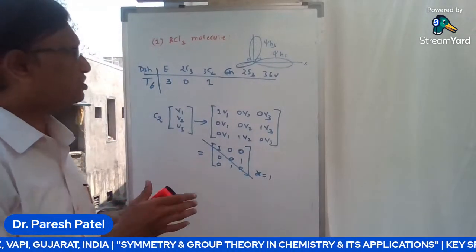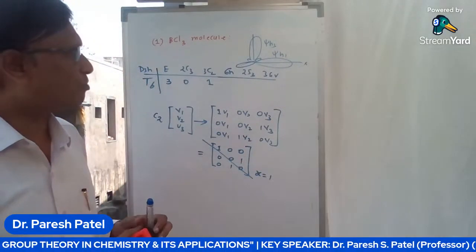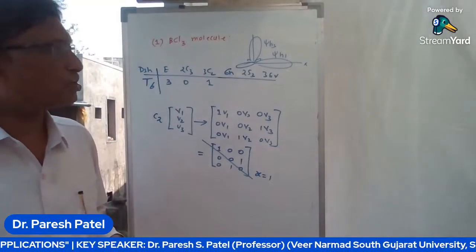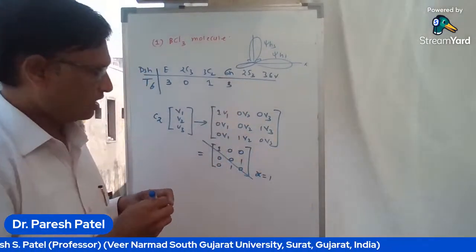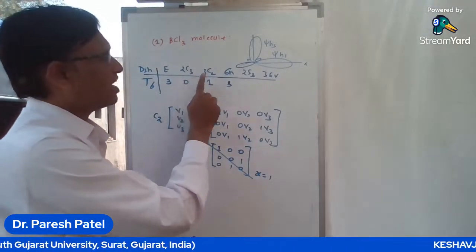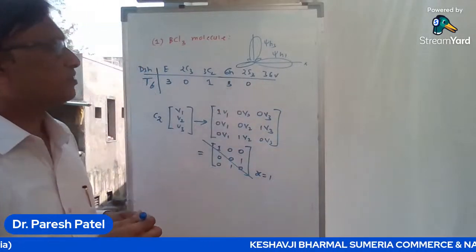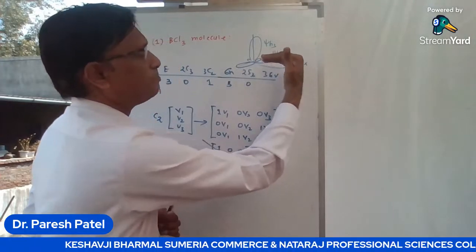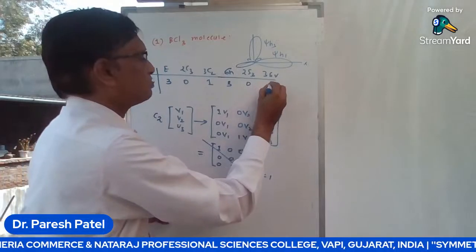Now sigma H. If we operate the sigma H symmetry operation on the three vectors, it means there is no change in the position of all the vectors. So the character is 3. S3 means first of all we have to go for C3 plus, followed by sigma H. So the character can be assigned as 0. In case of sigma V, there is no change in the position of only one vector and two vectors are interchanged. So the character is plus 1.